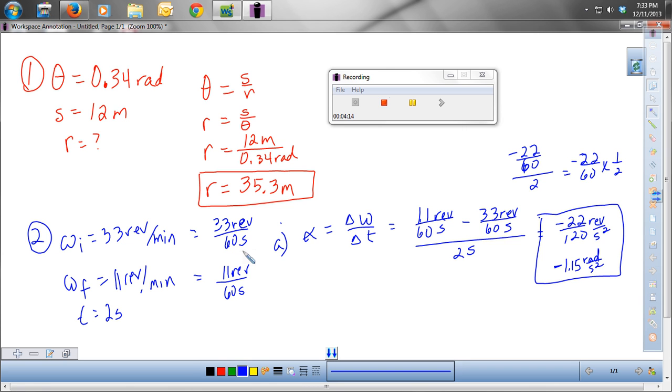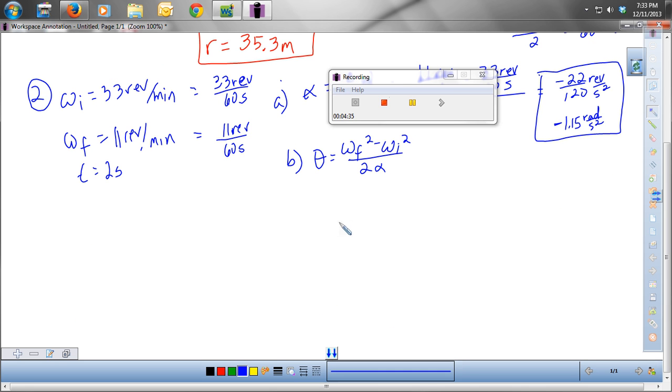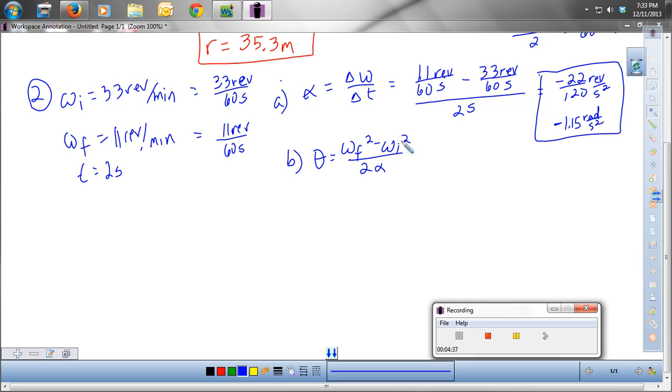And then they wanted to know what was the angular displacement during that time. So that's part B. So theta is equal to omega F squared minus omega I squared over 2 alpha, or you could say, yeah, that's probably the best way to do it. So omega F was the 11 over 60 revs per second. Don't forget to square it. Minus 33 over 60.